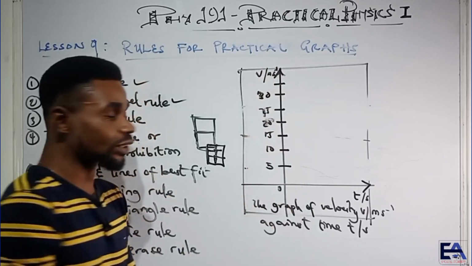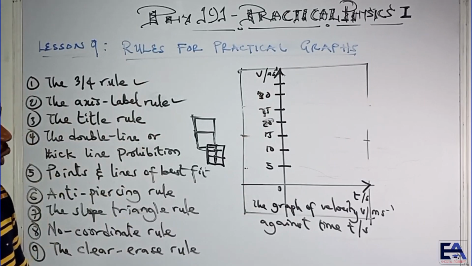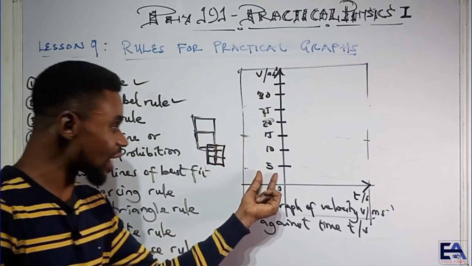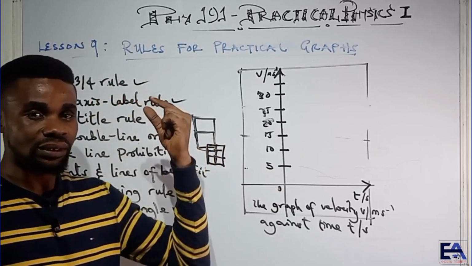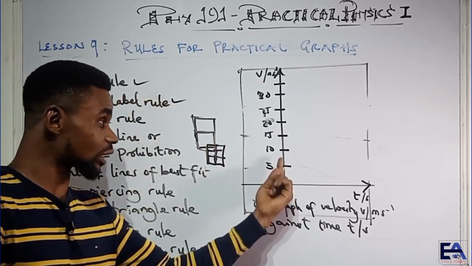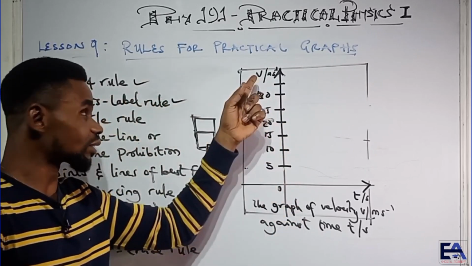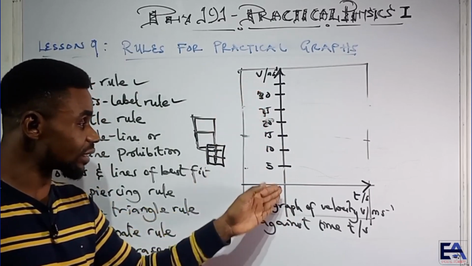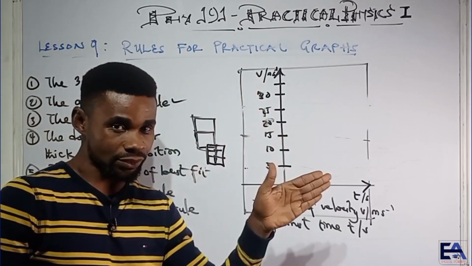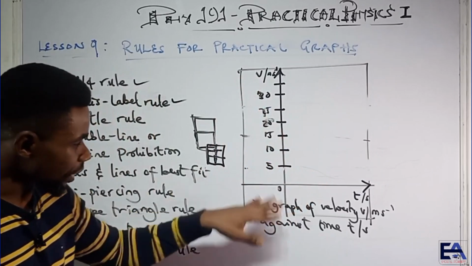Okay, so that is what it shows: you have used a scale of 2 centimeters, that is every thick line on the v-axis, which is the velocity axis, to represent 5 meters per second. Okay, so that's that.